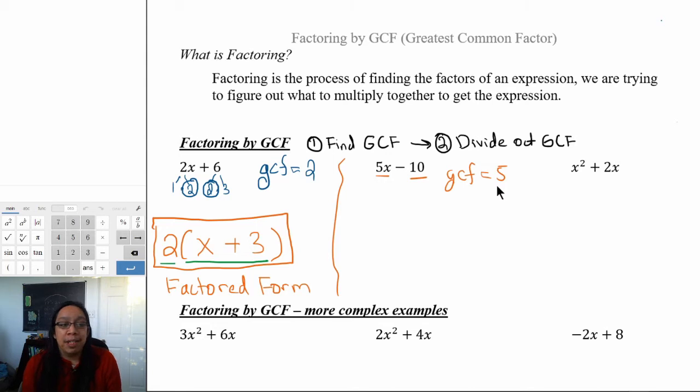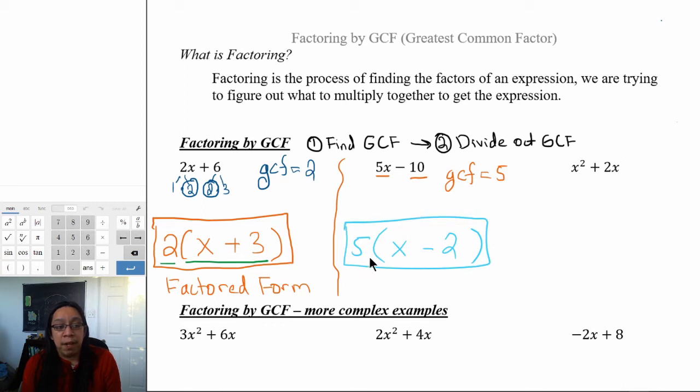Now what we're going to do is take this greatest common factor and start dividing it out of our expression. To do that, we write the GCF, we open up some parentheses so we know where to put our divided answer in, and now let's start dividing. 5x divided by 5, that's going to be 1x, or just simply x. Negative 10 divided by 5 is negative 2, or in this case, minus 2. And this right here is your factored expression, 5 times x minus 2. Let's go ahead and move on to the next one.